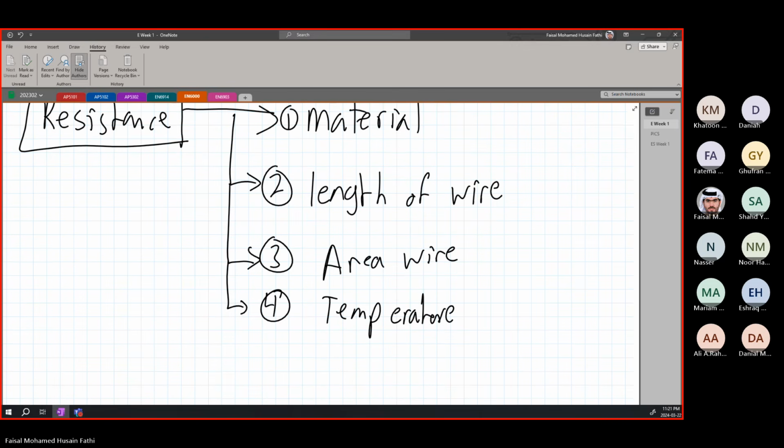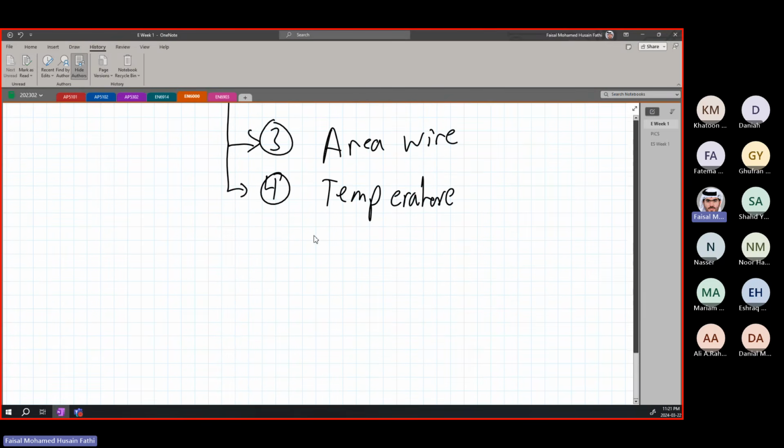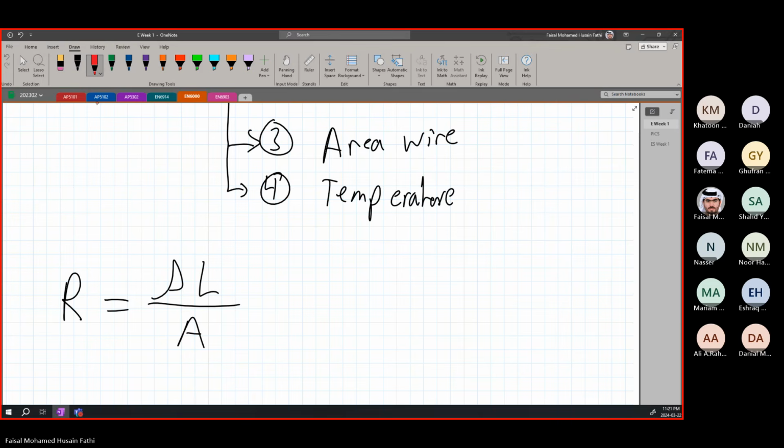So one of the formulas that basically relates all of these is, I'm pretty sure you've seen this a lot, which is rho L over A, where rho is the resistivity of the material. This is a property of the material. It's a constant based on the material. So if you have silver, it's going to have a specific resistivity. If you have aluminum, it's going to have a specific resistivity, a specific number.